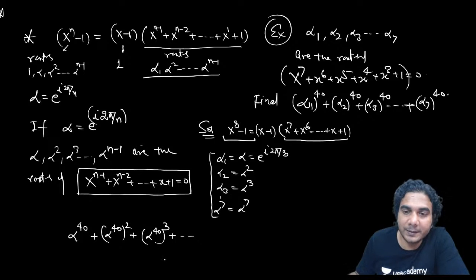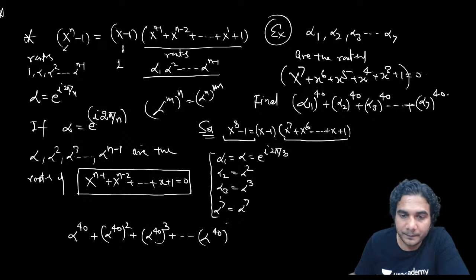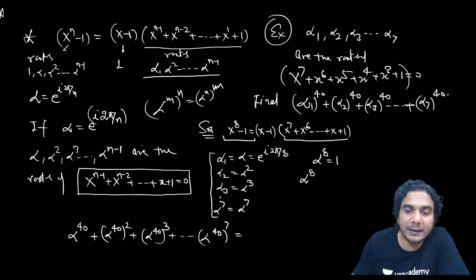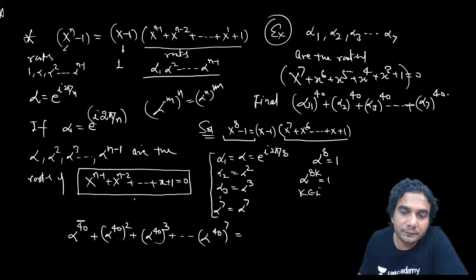So I'm just interchanging the powers. Alpha raised to m whole raised to n can be written as alpha raised to n whole raised to m, and so on. Alpha raised to 40 whole power 7, right. Now because alpha is the 8th roots of unity, alpha raised to 8 is equal to 1. In fact, alpha raised to 8k is equal to 1, where k is any integer. So this k is 40 basically. 40 is also of 8k type, 8 into 5.